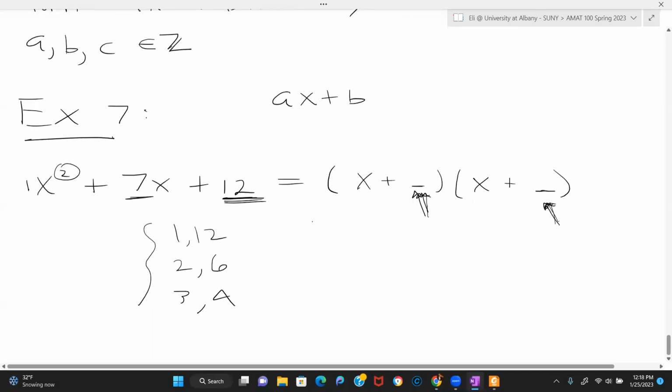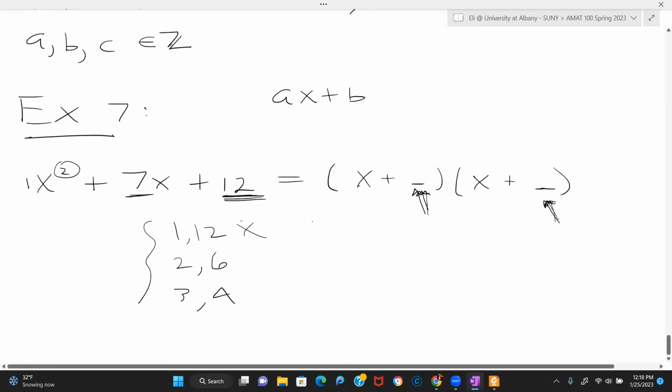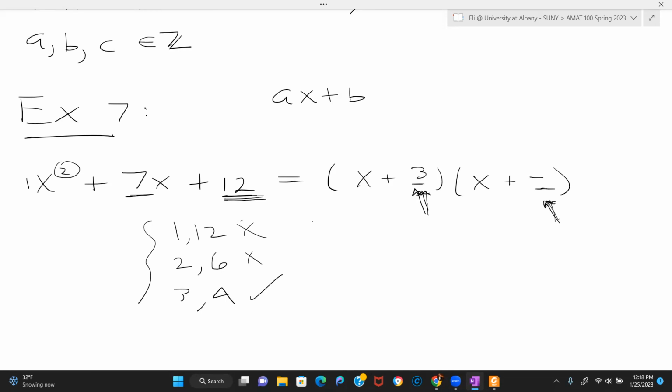And if you go through the possibilities, you can see that this doesn't work, the sum is 13. This doesn't work, the sum is 8. But this one does work, because they sum to 7. So you can put the 3 here and the 4 here. It doesn't matter in this case. And if you're unsure of whether or not this is the right factorization, just FOIL it and you'll see that it works. This gives you the right factorization.